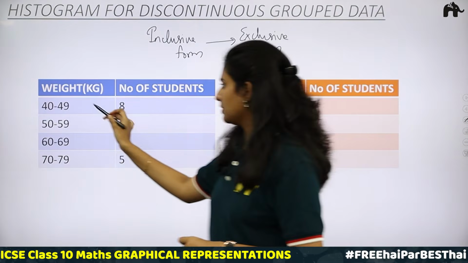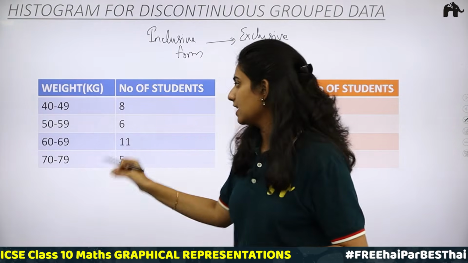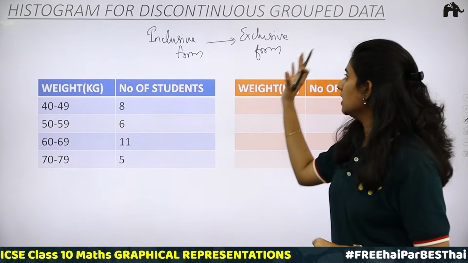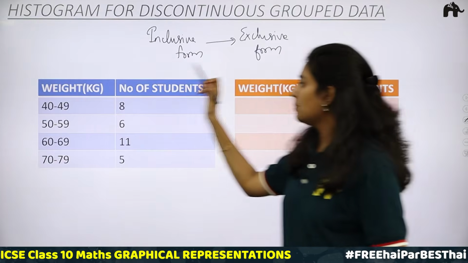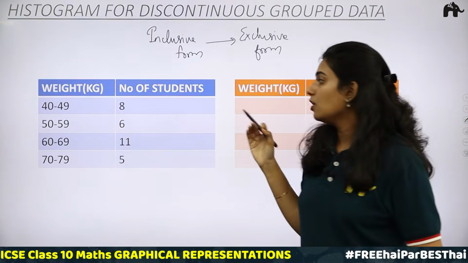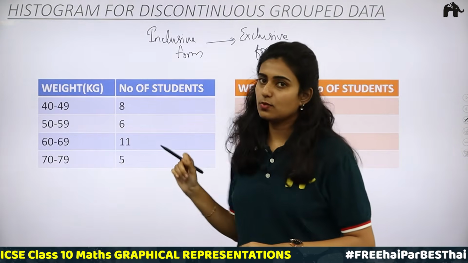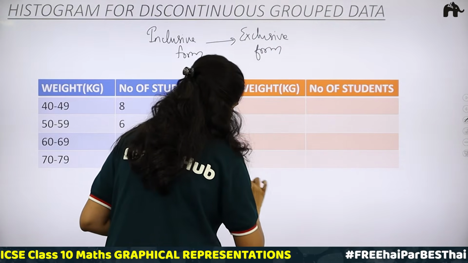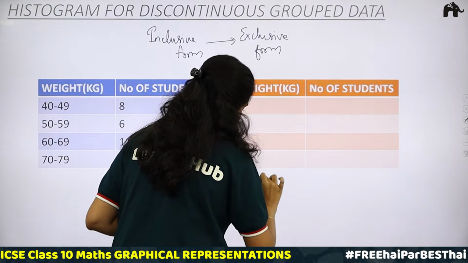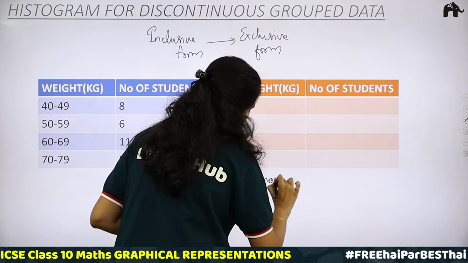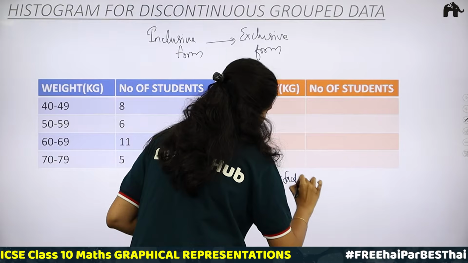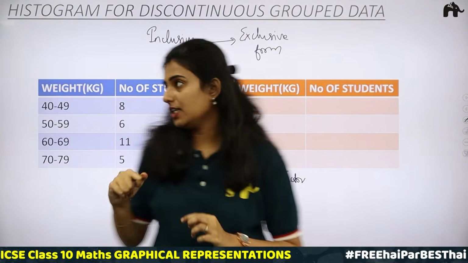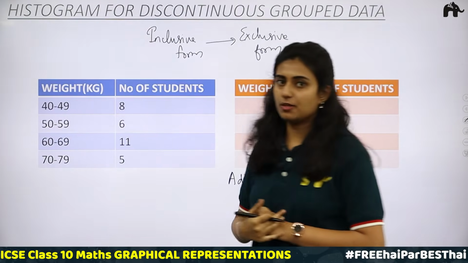This is inclusive form, that is the upper limit of the first class and the lower limit of the very next class are different. So when you convert this into exclusive form, the upper limit of first class and the lower limit of the very next class will be same. So for that you need an adjustment factor. So let's study what adjustment factor is. Adjustment factor is something that we are adding to the upper limit and subtracting from the lower limit.